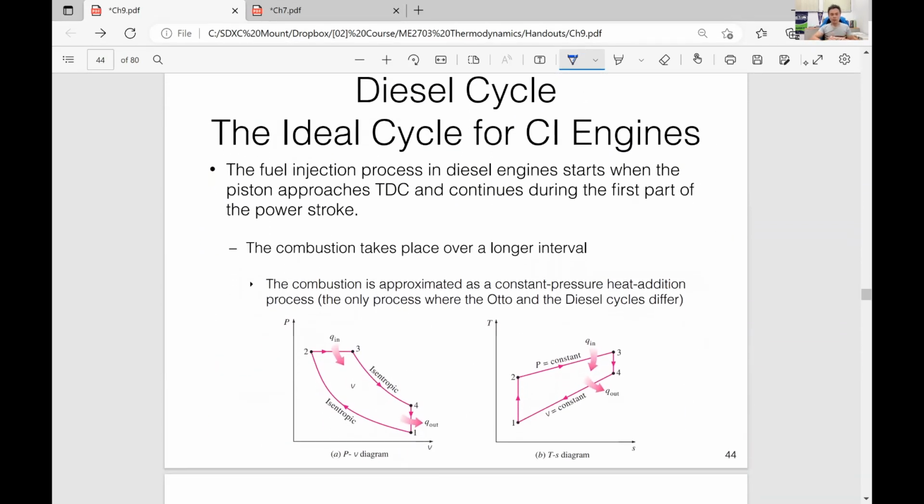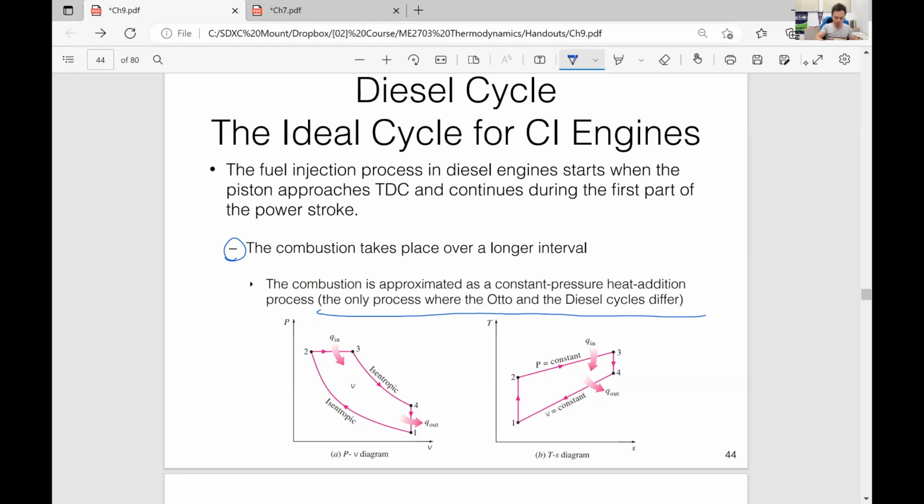All right. So the fuel injection process in diesel engines starts when the piston approaches TDC and continues during the first part of the power stroke. So the combustion takes place over a longer interval when compared with the SI engine, of course. So the combustion is approximated as a constant pressure heat addition process. And this is the only difference when compared with the Otto cycle.